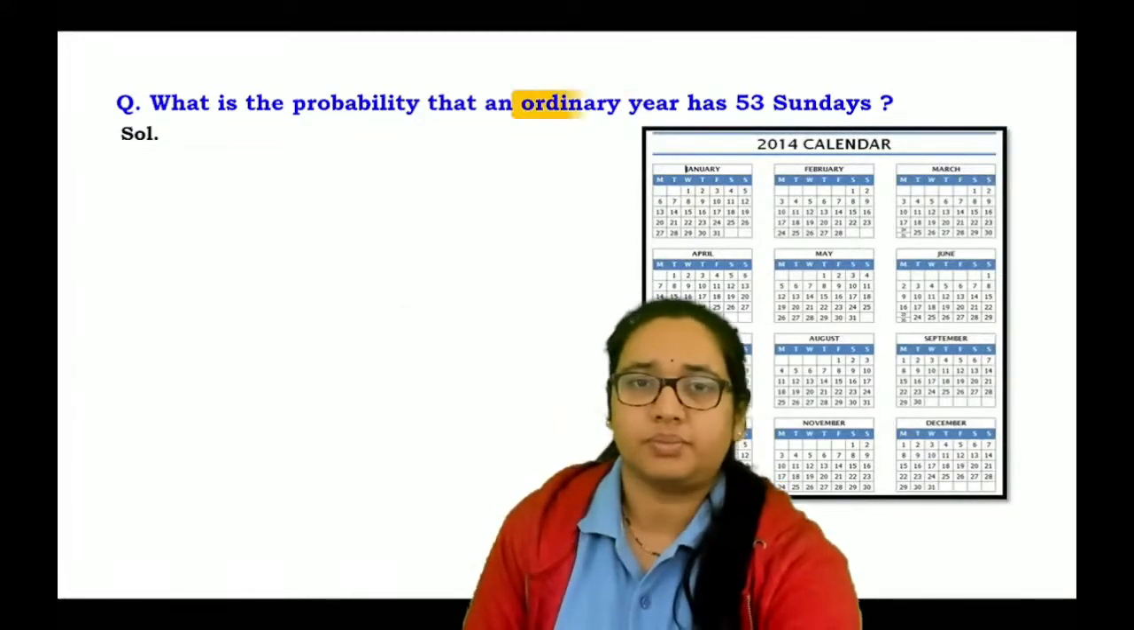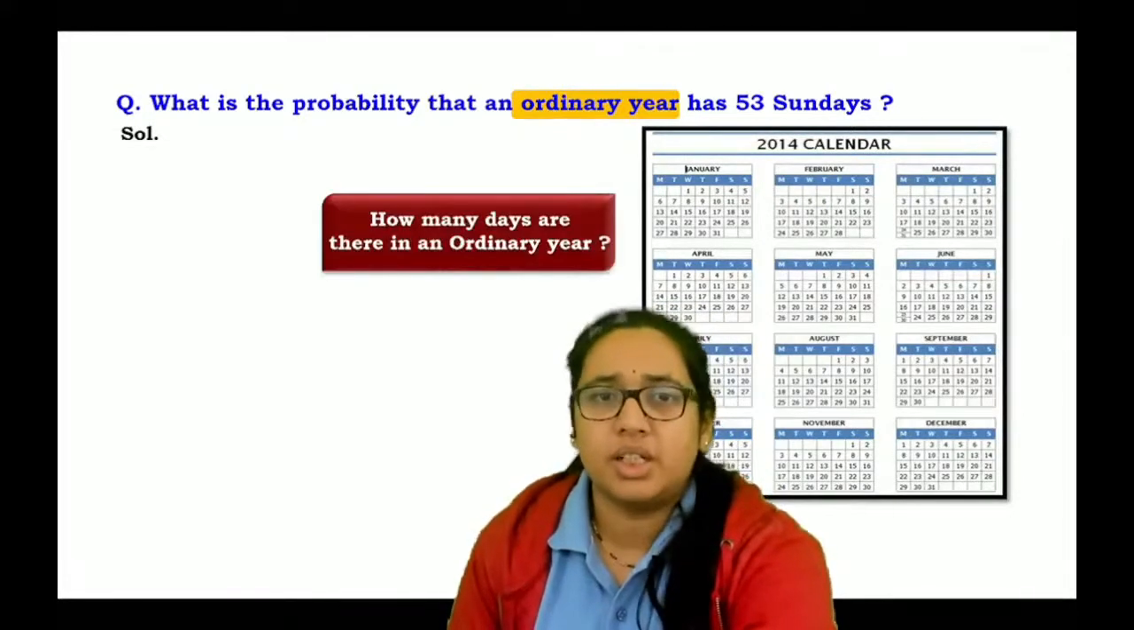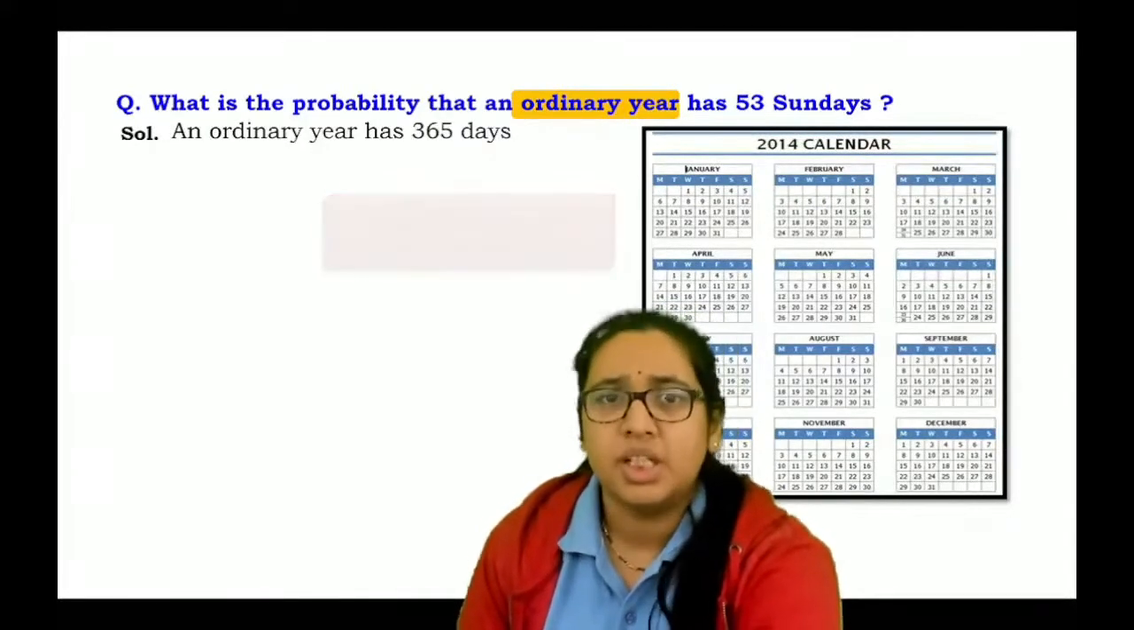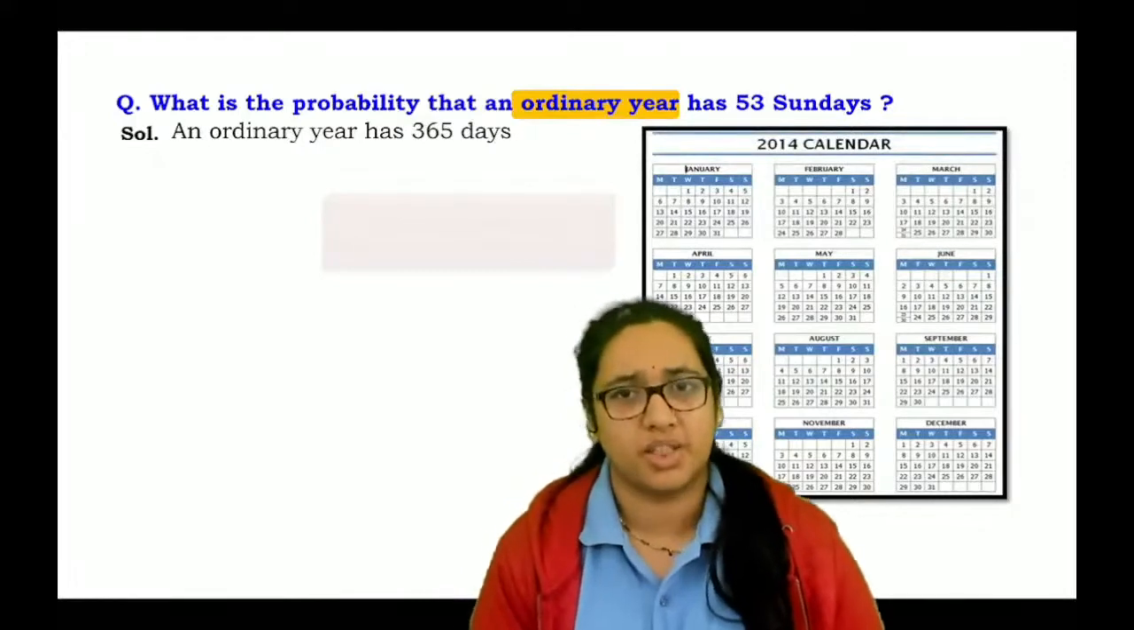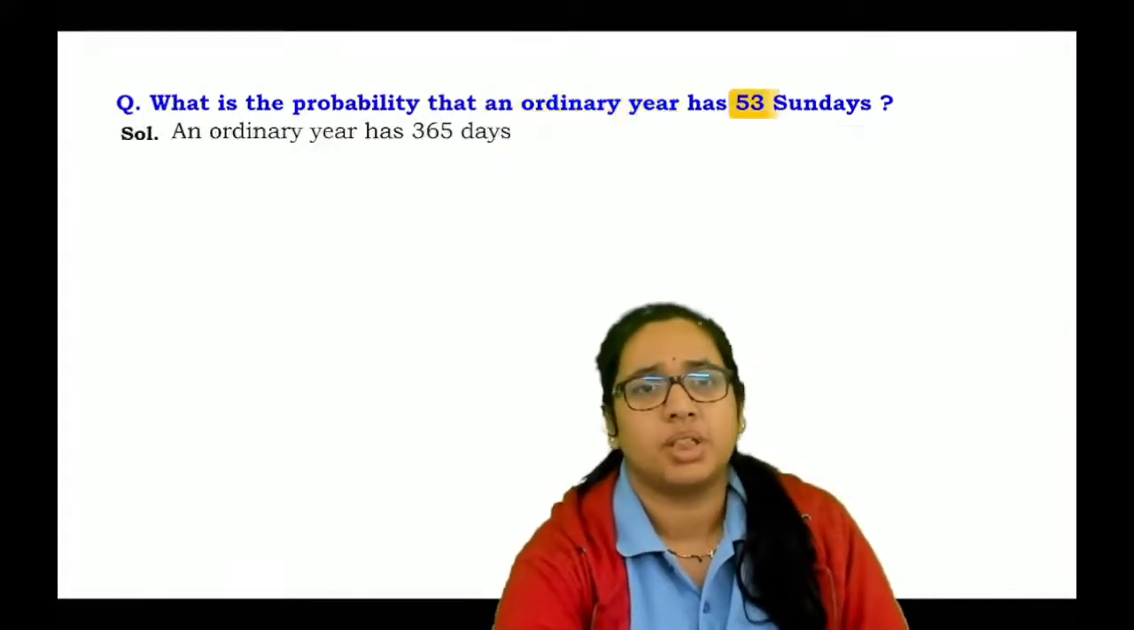See, for an ordinary year, there will be 365 days. If you divide it by 7, you will get the answer. Got the answer?